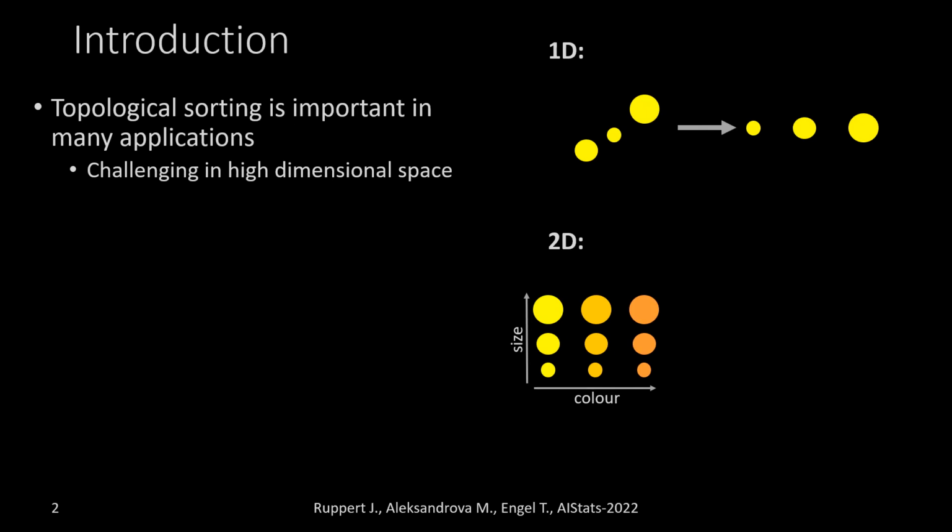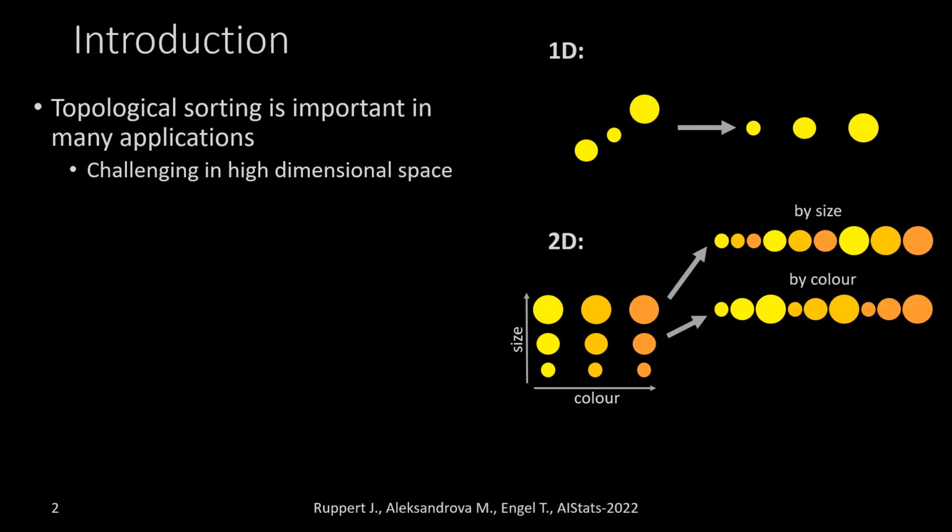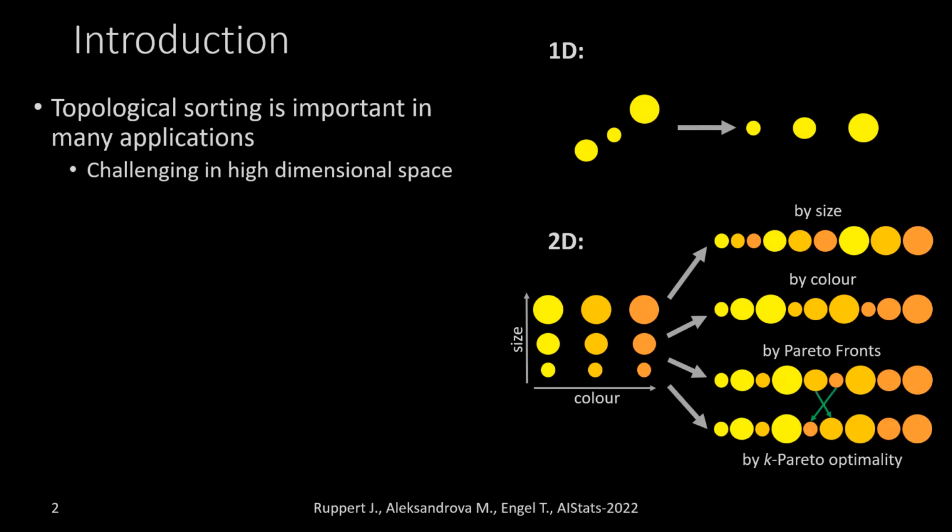There are multiple ways to sort this set. We can do it with respect to size or color. We can also use the traditional Pareto dominance-based sorting, or we can sort by k-Pareto optimality that will be discussed in details later. Given such a variety of sorting, we can use a criterion to choose one of them.